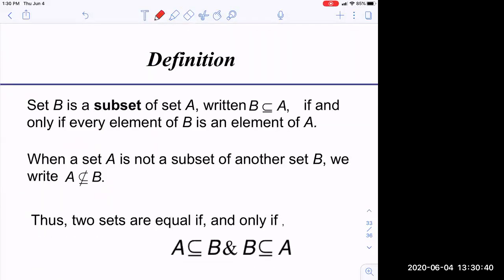Last topic, subsets. So B is a subset of A if and only if every element of B is an element of A. And if that's not true, we say B is not a subset of A. And here's where we get equality. If A is a subset of B and B is a subset of A, they're equal. We'll touch on that soon.